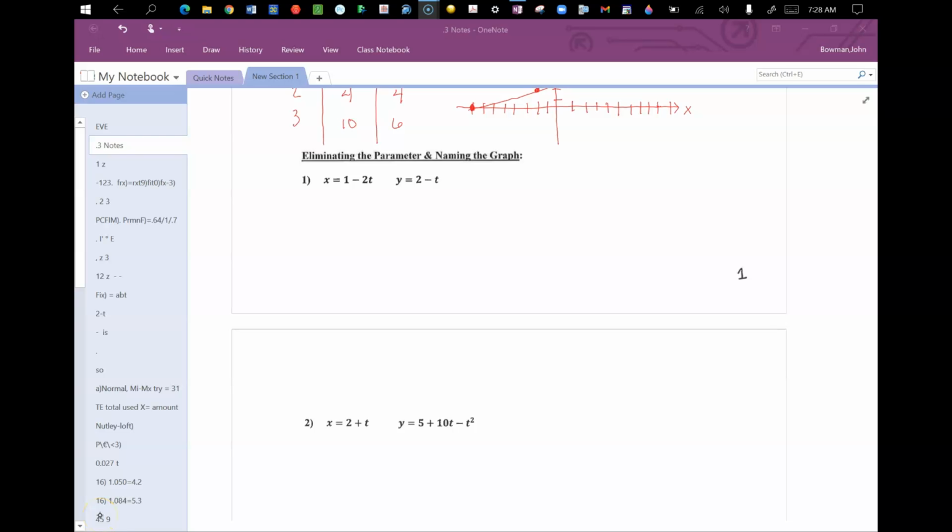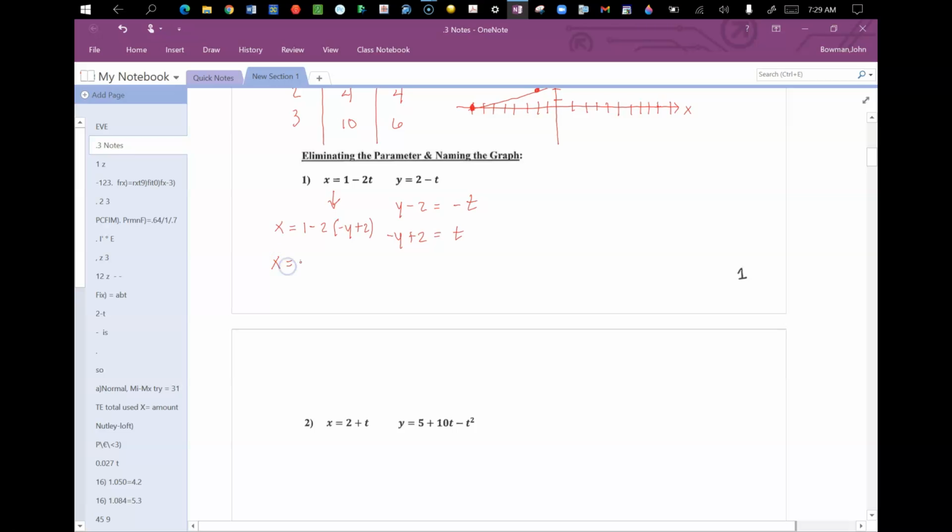The next example is very similar, except we're also asked to name the type of graph. So again, pick one of the two equations and solve for t. So if I were to take the y equation and solve for t, I would have y minus 2 is equal to the opposite of t. Multiply both sides by -1 and get t is equal to the opposite of y plus 2. Then substitute that into the equation for x. So x is equal to 1 minus 2 times the opposite of y plus 2.